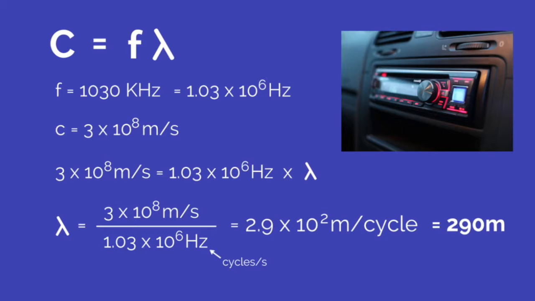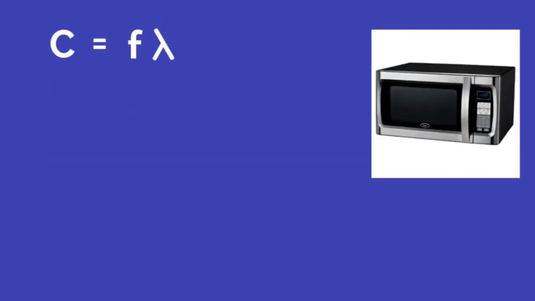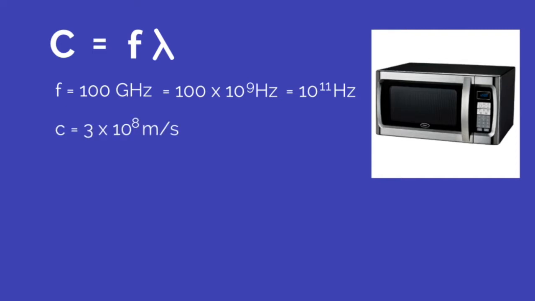So one wavelength of the radio wave radiating from that radio station is about the same length as 3 football fields. Let's compare that to the wavelength of an average microwave, with a frequency of 100 billion cycles per second, or 100 gigahertz. 100 gigahertz can be written as 100 times 10 to the 9th hertz, or 1 times 10 to the 11th hertz.